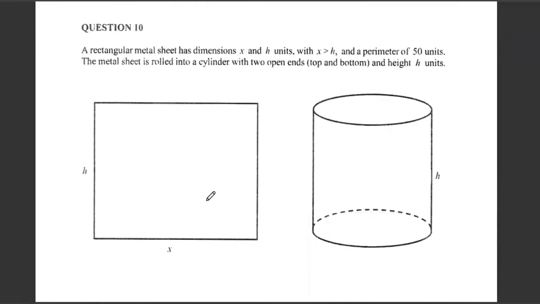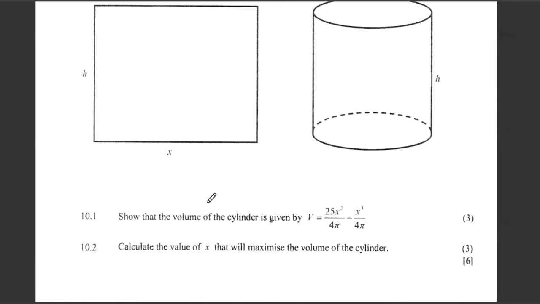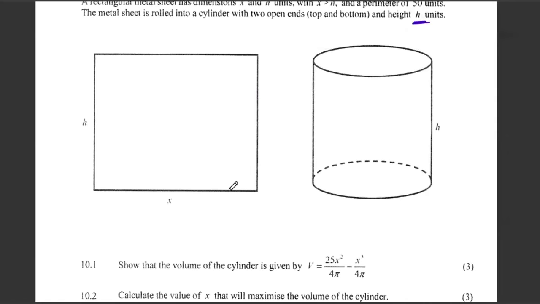Question number 10. A rectangular metal sheet has dimensions x and h units, with x being greater than h, and the perimeter is 50 units. This sheet is rolled into a cylinder with 2 open ends, top and bottom. Then we have a height of h units. Now, one thing you need to remember is that when you fold this, a half of the distance here means that our radius is going to be a half of x. That is number 1.